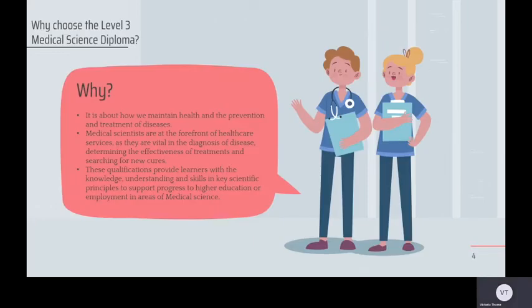Okay, so why should you choose this course? The Level 3 Applied Diploma in Medical Science is about how we maintain health and the prevention and treatment of diseases. Medical scientists are at the forefront of healthcare services as they are vital in the diagnosis of disease, determining the effectiveness of treatments, and searching for new cures. These qualifications provide learners with the knowledge, understanding, and skills in key scientific principles to support progress to higher education or employment in areas of medical science.